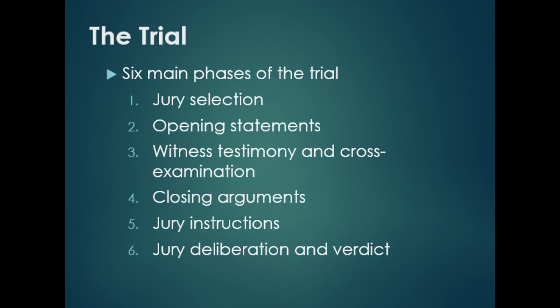There are 6 main phases of trial. Prior to trial, a jury is selected. The parties are then given time to make opening statements, call witnesses to testify and be cross-examined, and give closing arguments. The judge will also provide jury instructions to the jury on the applicable law. The jury will then deliberate and determine whether the plaintiff met his or her burden of proof when applying the law with the facts.